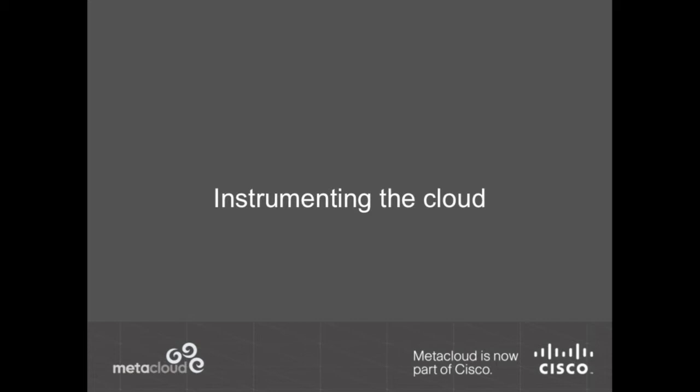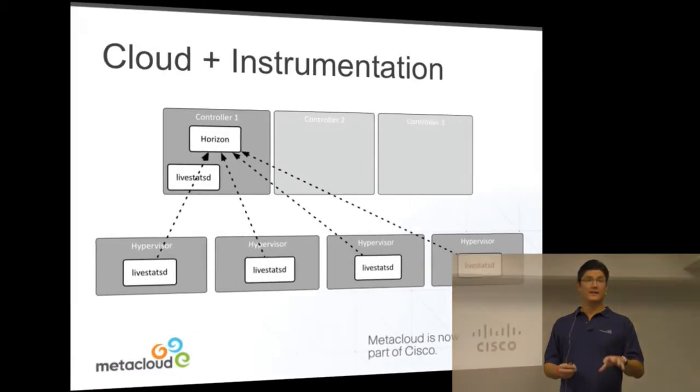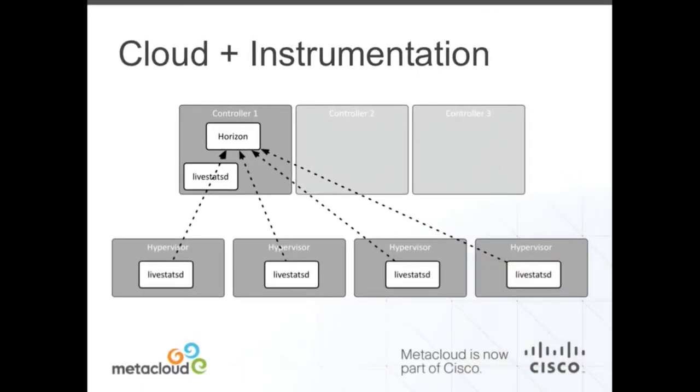Now what I'd like to do is talk about how we actually implemented Live Stats. The first step was to instrument the cloud. This is what a cloud looks like: at a high level, we have our redundant controllers at the top and hypervisors at the bottom.